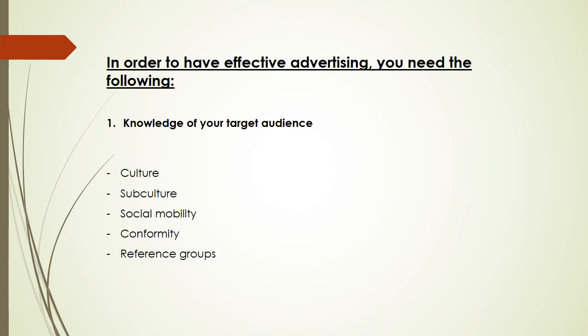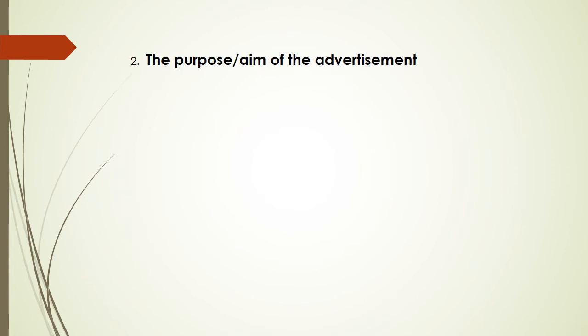of your target audience. Secondly, you need to know what the purpose or the aim of the advertisement is. Now, remember at the beginning of this section, we said that there are three aims. You need to inform, you need to remind, or you need to persuade. Now, the purpose of this advertisement depends on the life cycle of your product.